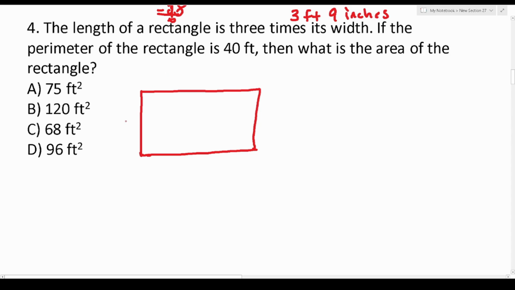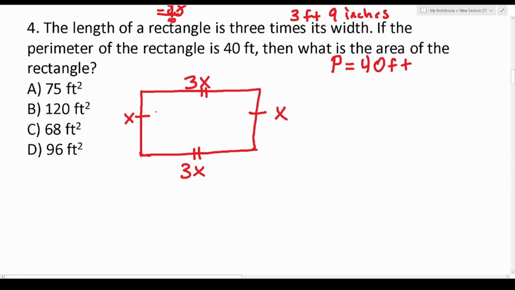And according to the problem, we know the length of the rectangle is 3 times its width. So if I let its width be x, that means its length is 3 times that, or 3x. In rectangles, we should know that if this side's x, this side's also going to be x, and likewise, if this length is 3x, that means this length over here is also going to be 3x. Okay? What's more, we're told the perimeter of this rectangle is 40 feet. So again, P usually denotes perimeter. We know P equals 40 feet.